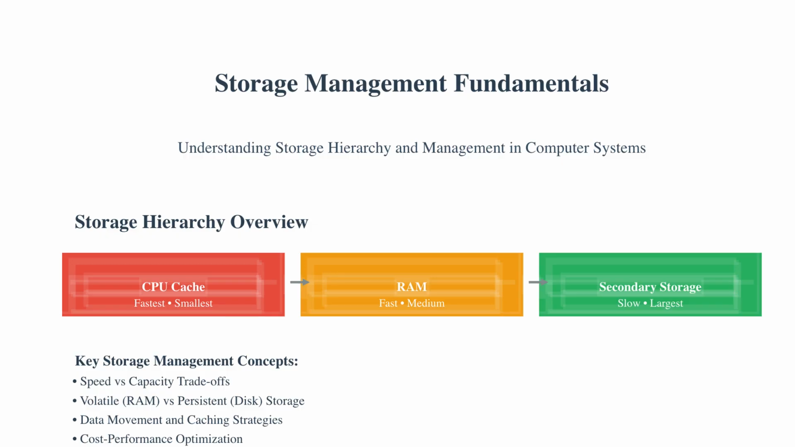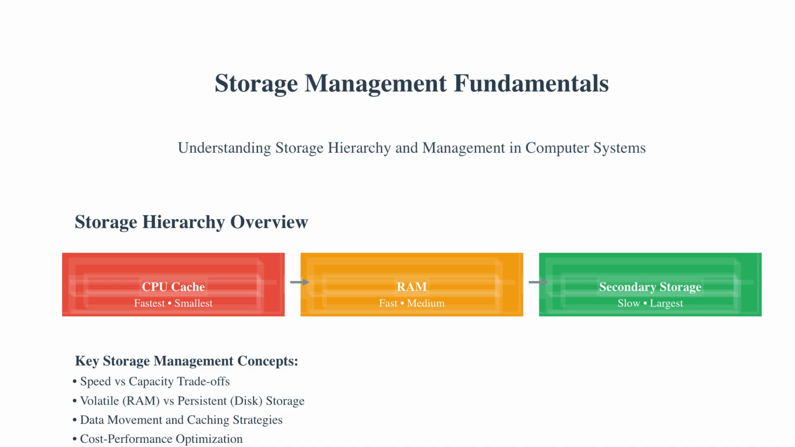Now, let's examine the storage hierarchy. This is crucial to understanding how modern computers optimize performance. The storage hierarchy is organized in layers, each with distinct characteristics. At the top, we have CPU cache, the fastest storage available, but also the smallest. This is where the processor stores the most frequently accessed data and instructions for immediate use.